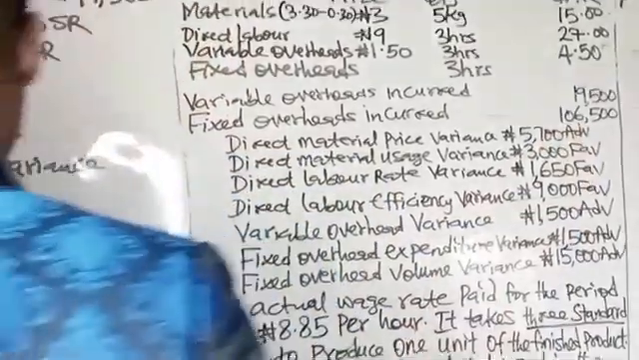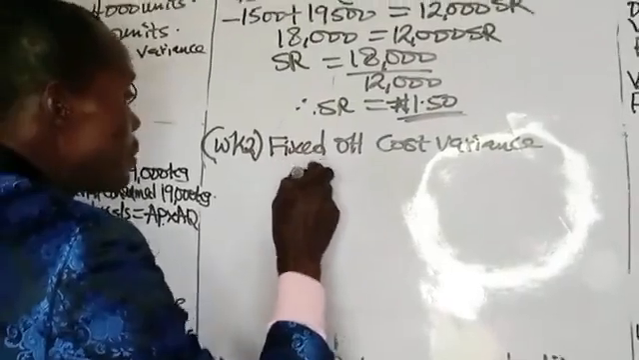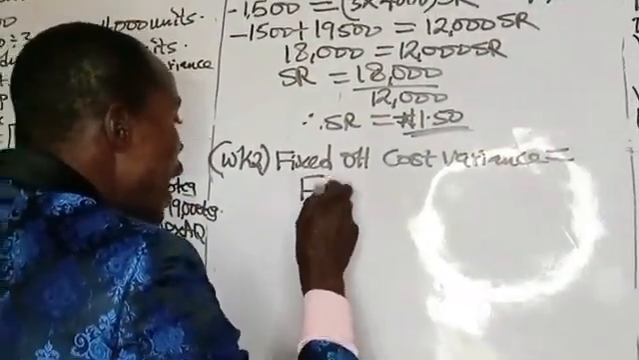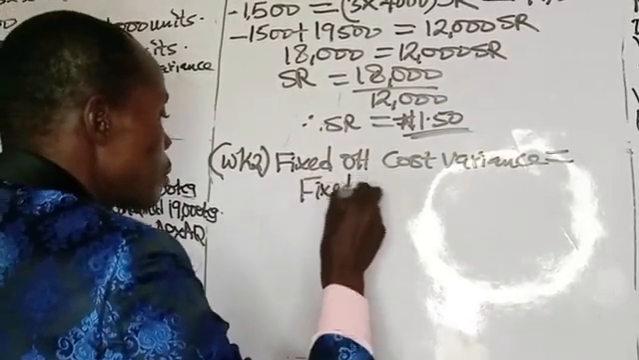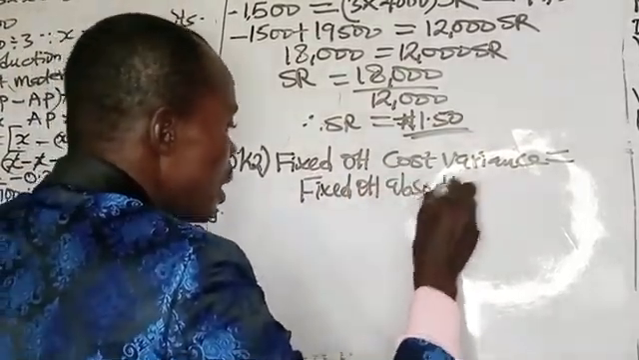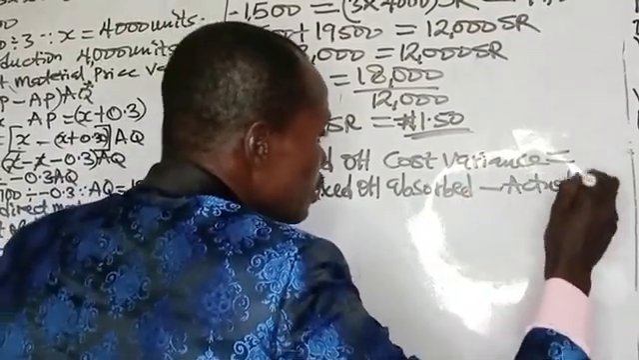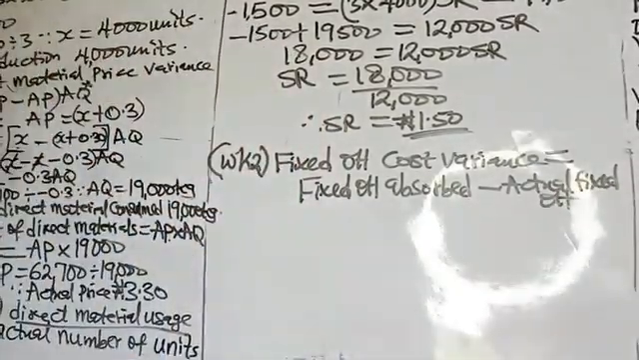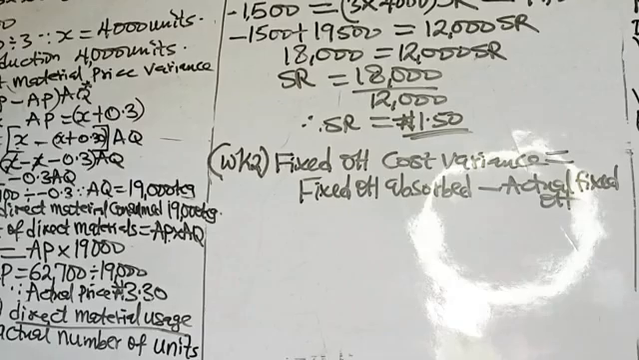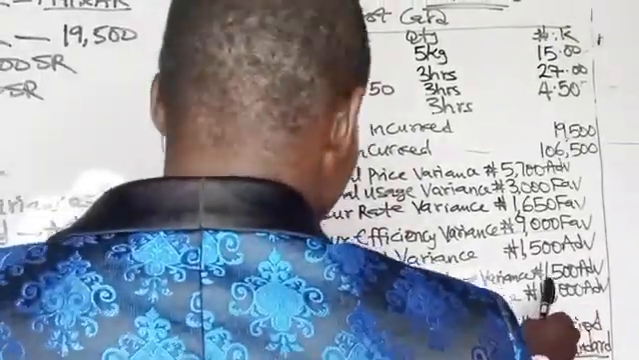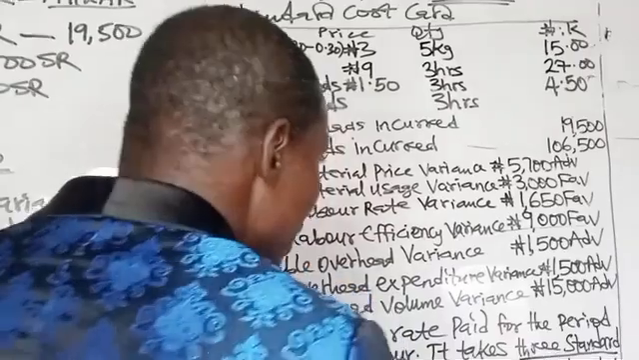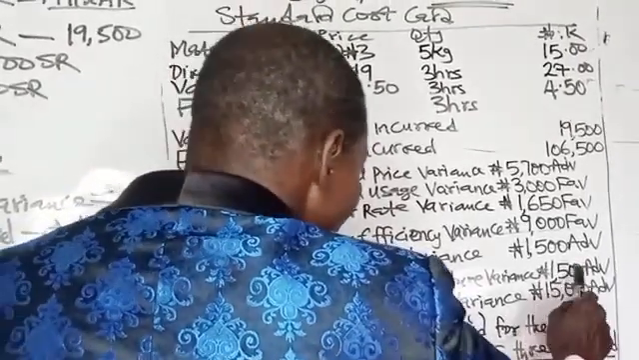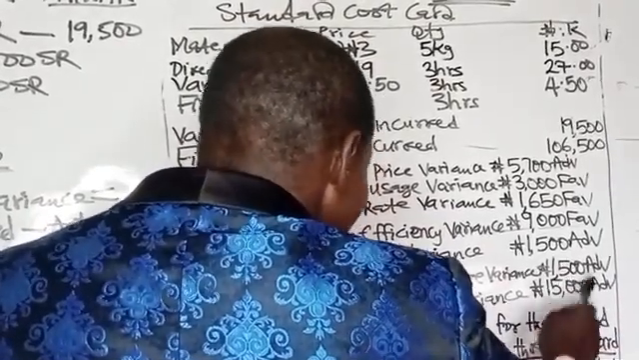This is the actual. Remember, fixed overheads cost variance is the difference between fixed overheads absorbed and the actual fixed overheads. So the difference between the two will give you the fixed overhead cost variance. But we are not given fixed overhead cost variance. We are given fixed overhead expenditure variance and fixed overhead volume variance. The fixed overhead cost variance will be the sum of the fixed overhead expenditure variance and the fixed overhead volume variance. Therefore, fixed overhead cost variance is 1,500 adverse plus 15,000 adverse. That will be 16,500 adverse.